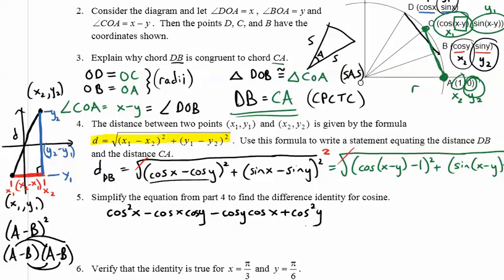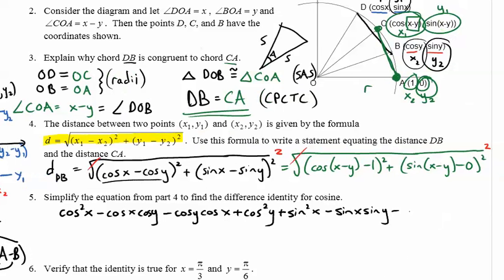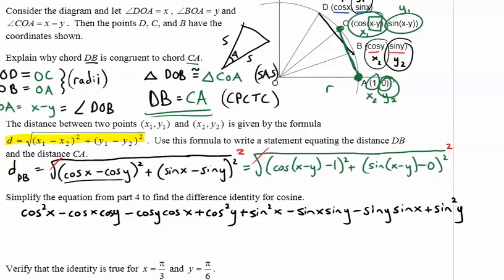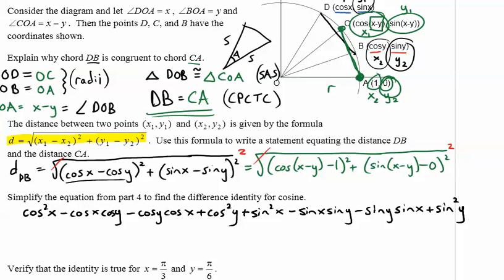Same thing holds true for the sines. It's sine squared x minus sine x sine y minus sine y sine x plus sine squared y. So there's the black part all expanded, and I canceled off the square root. I'm going to do the same thing for the green part.